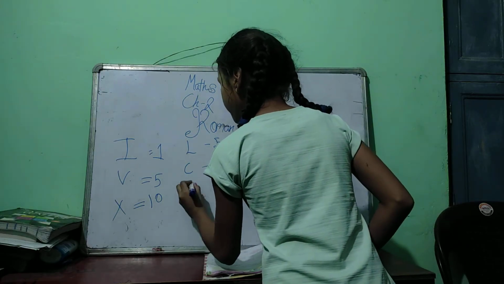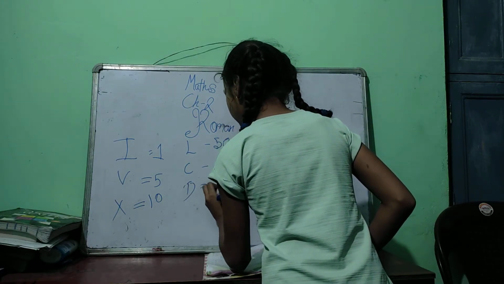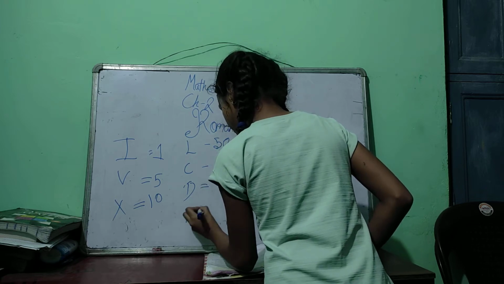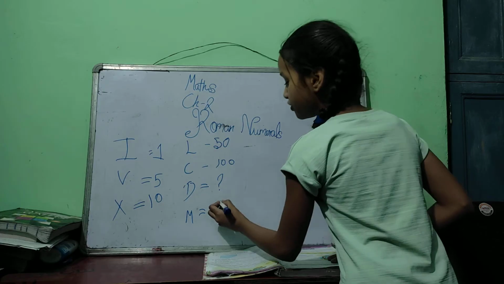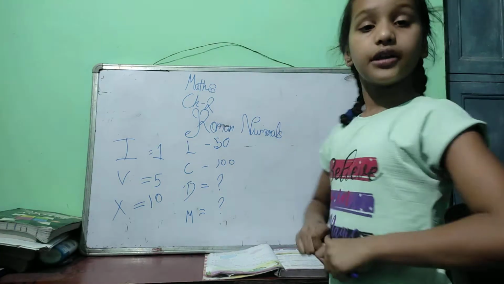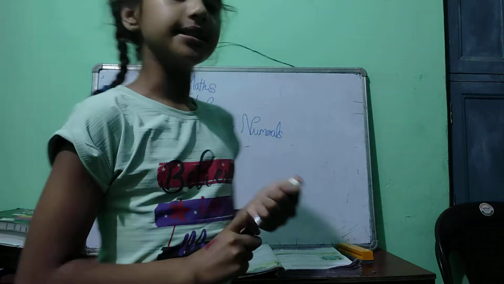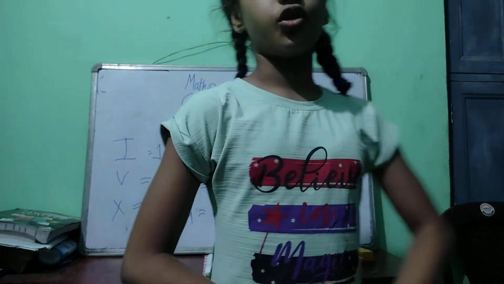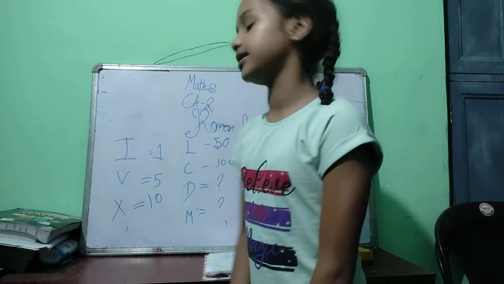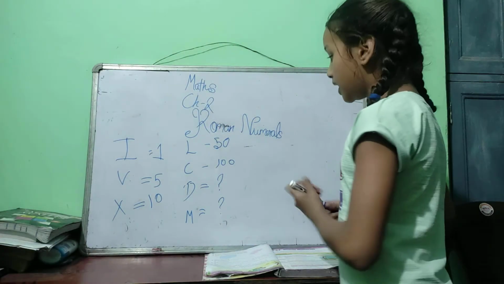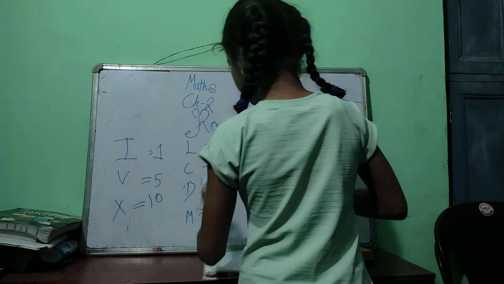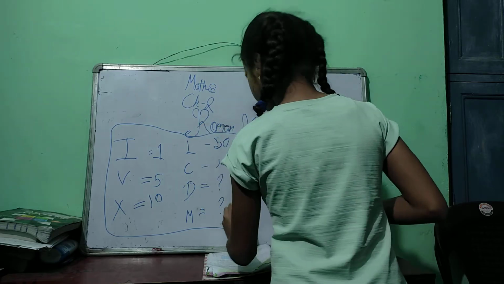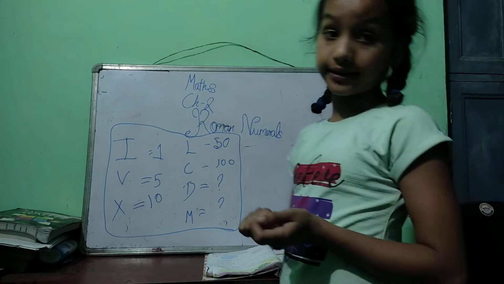Now, what does D stand for and what does M stand for? Which number is this? You can tell me the answer in the comments, or I will share one question with you and you can answer it. Now, these are some basic Roman numerals that I told you.